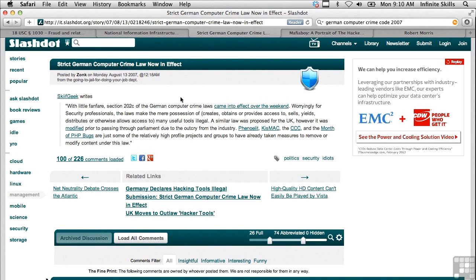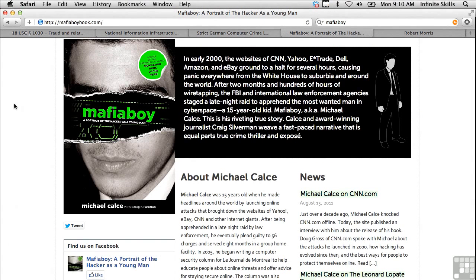A couple of big examples of cases where people thought they were doing research, or claimed that they thought they were doing research, and ran afoul of the law. You may have heard of Mafia Boy. In 2000, he took down several prominent websites with what at the time was the first known distributed denial of service attack. And he attacked CNN, Yahoo, E-Trade, Dell, Amazon, and eBay. He claimed to have been doing research for a security tool that he was working on.